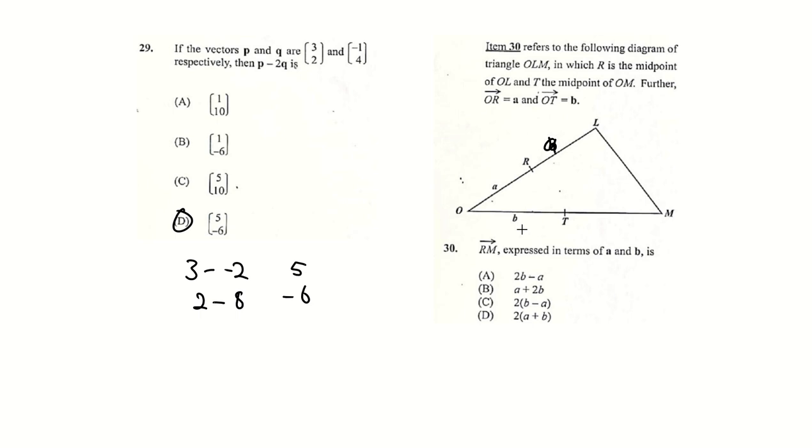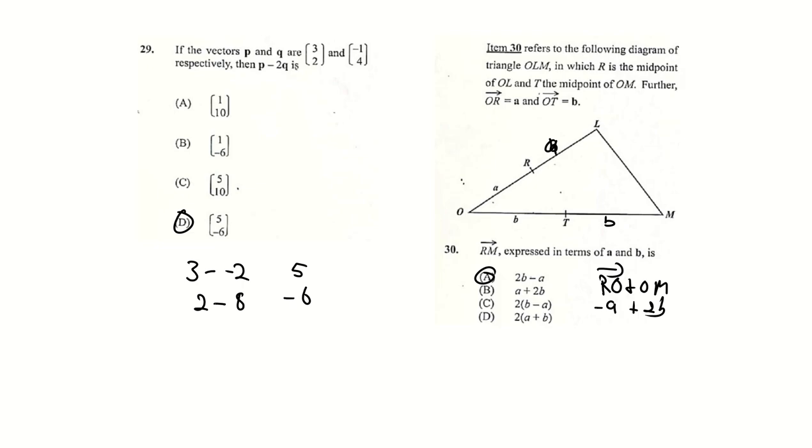This is also A, this is B, and this is also B. Express RM, we want R to M. That is RO plus OM. RO is the opposite of A, so that's negative A, right? Plus OM, which is 2B. So that would be A. Right, and that is the end of May, June 2021.